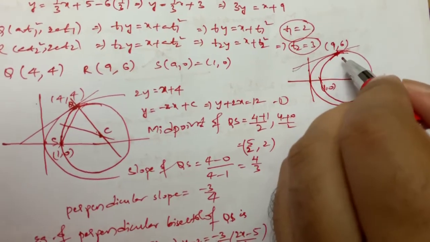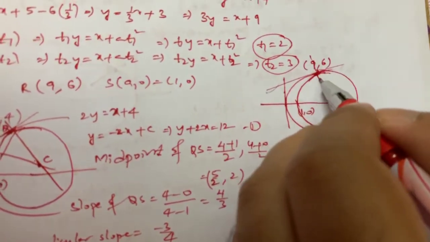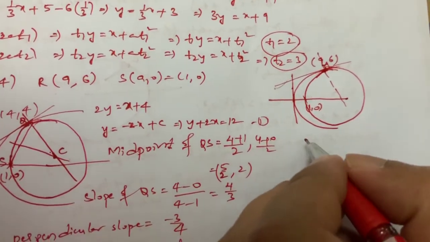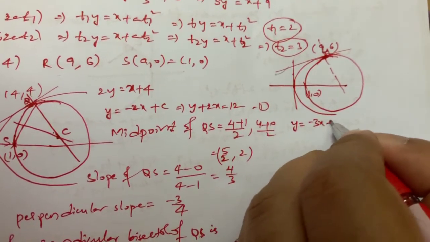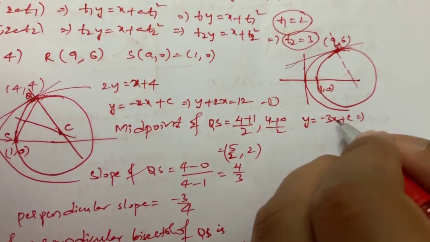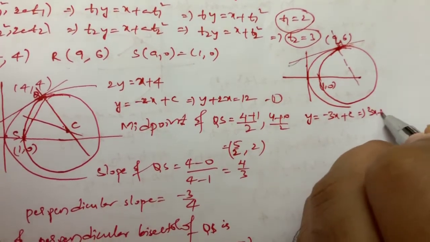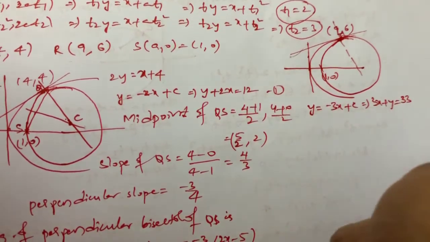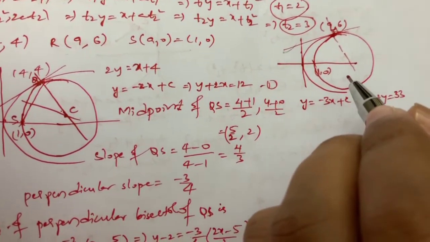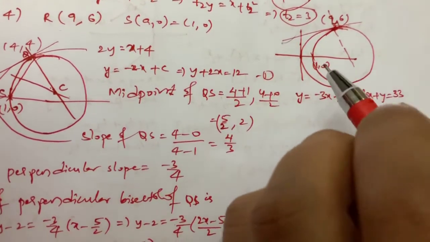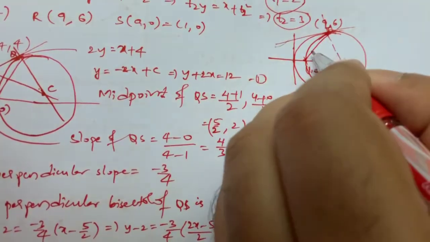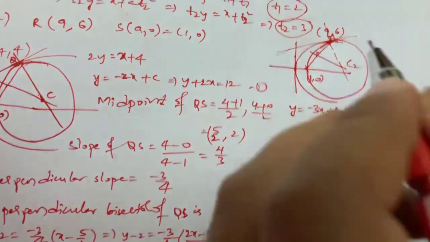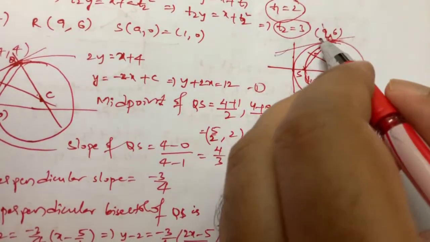Again, if I calculate the normal equation here, the same procedure we can repeat. So the normal equation will be y is equal to minus 3x plus c. So it is 3x plus y is equal to 27 plus 6, 33. And then if I find the midpoint and perpendicular bisector, again the same procedure we can do. So we'll get the center C2. So if I find the perpendicular bisector of S and the point R.